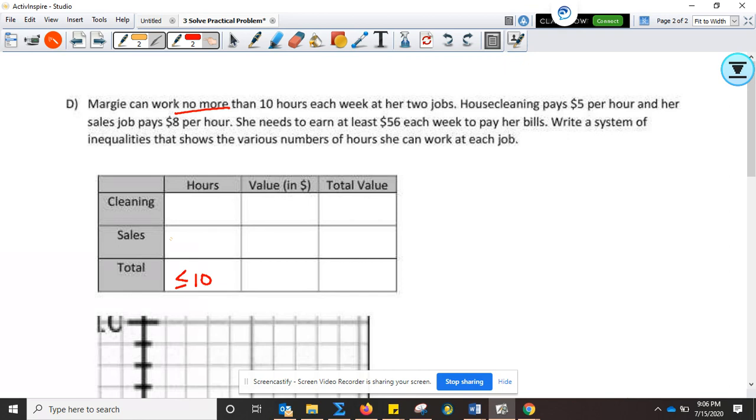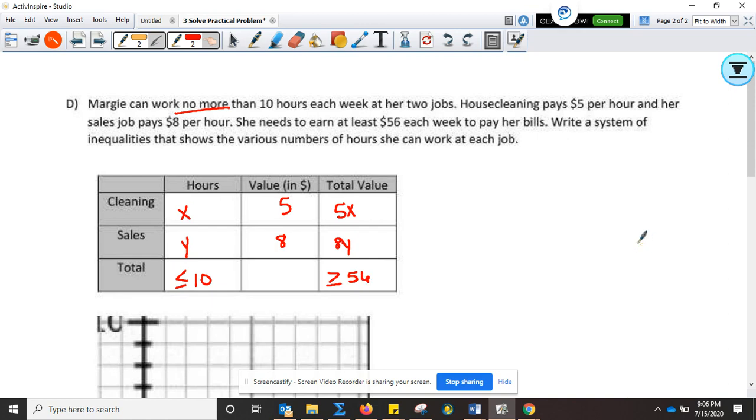And I'm just going to say cleaning is X. Sales is Y. Because she does house cleaning and gets paid $5 an hour, and her sales job is $8 per hour. All right. So cleaning is 5. Sales is 8. So it's going to be 5X and 8Y. Okay. And she wants to make at least $56 each week. So that's going to be greater than or equal to 56.